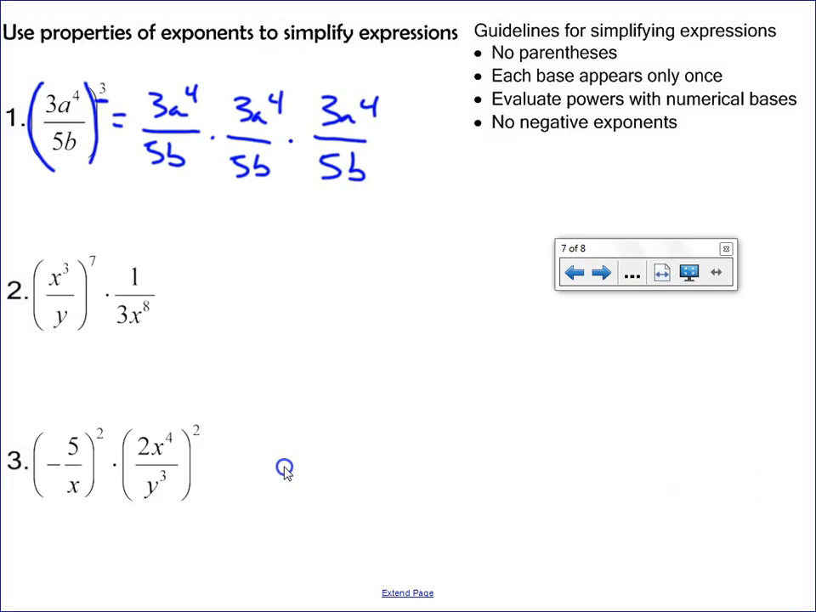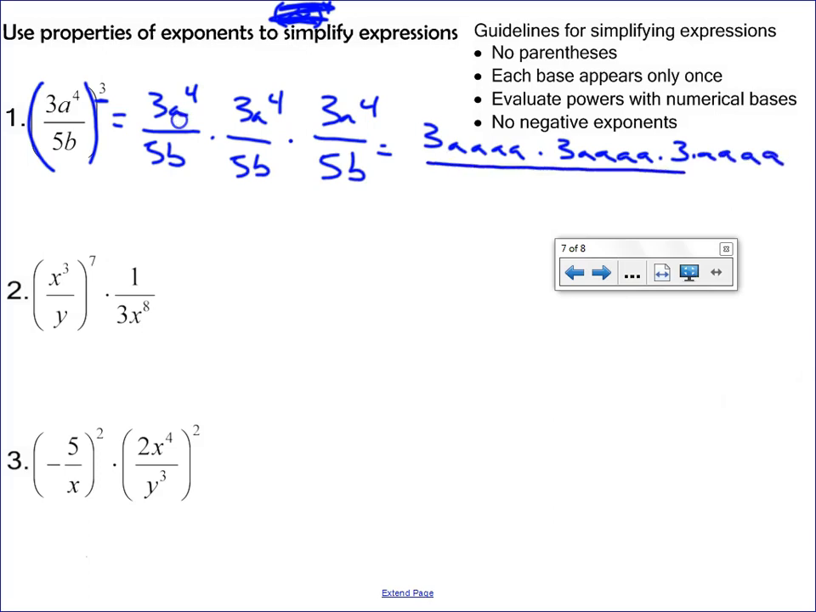So 3 times a to the 4th. So notice, since the a is raised to the 4th power, it's not 3a to the 4th power. That would be the case if it's all in parentheses, but it's not, so it's just the a being raised to the 4th power. So really I have 3 times a times a times a times a times 3 times a times a times a times a times 3 times a times a times a times one more a. All over on the bottom we have 5 times b times 5 times b times 5 times b.